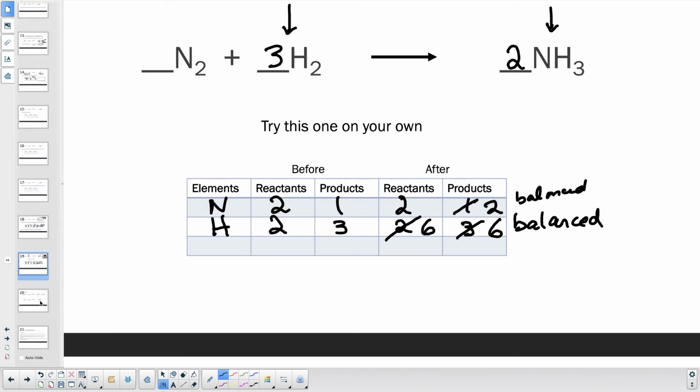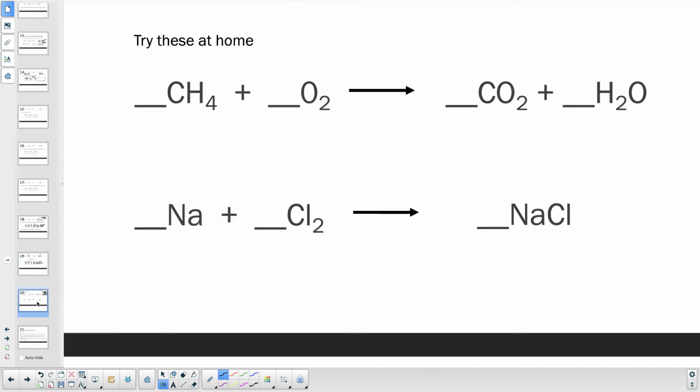Alright, we've got 2 more equations to balance here. And what I'm going to do is hold off on these. There's a worksheet that we're going to work on in just a little bit, but I want to do a recap of this lesson, and then we'll move over to the worksheet. Okay?